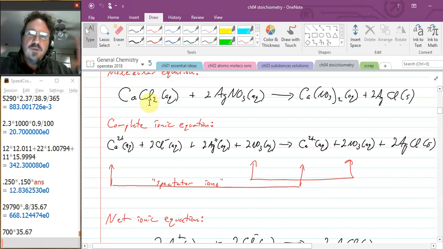So if that all comes apart when I put it in water, I'm actually getting a Ca2+ and 2 chlorides, Cl−. Right, so this becomes those 2. That's what it really looks like in that first beaker.